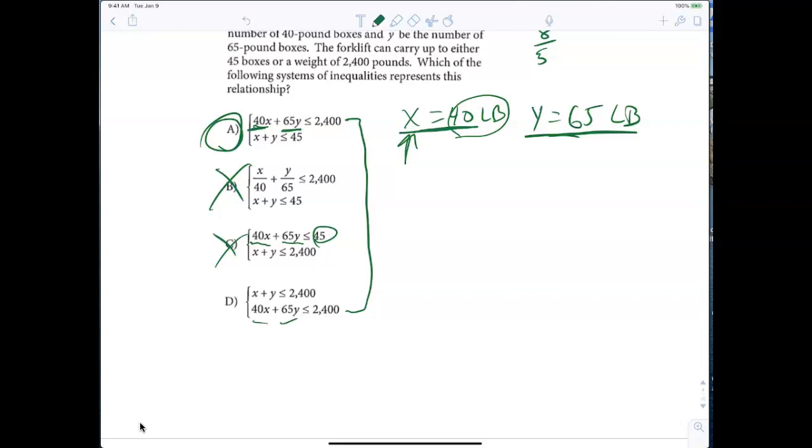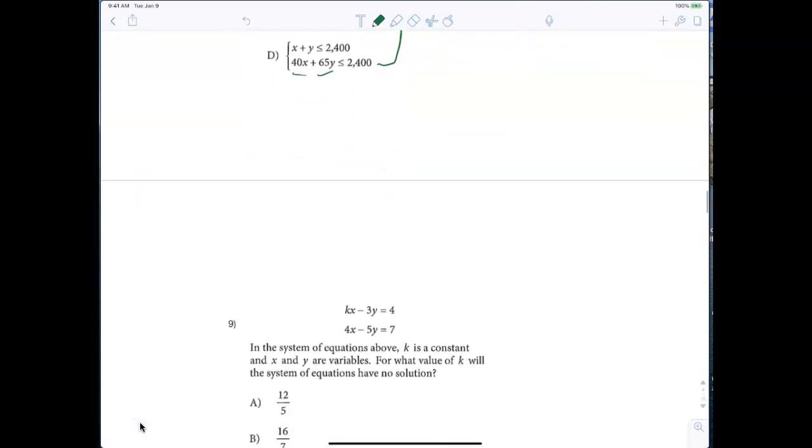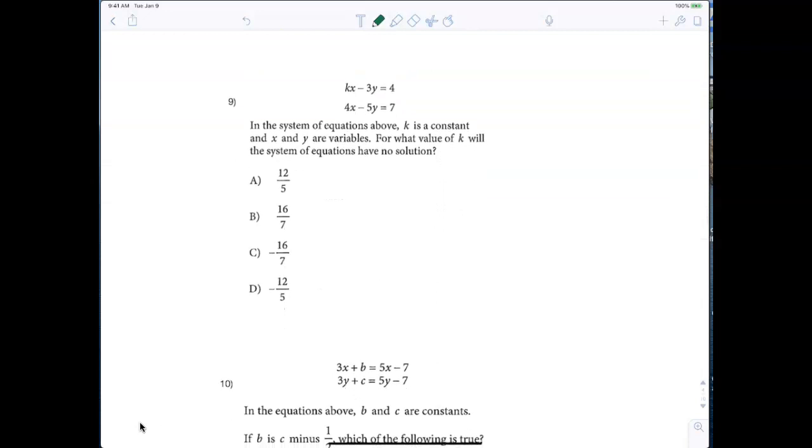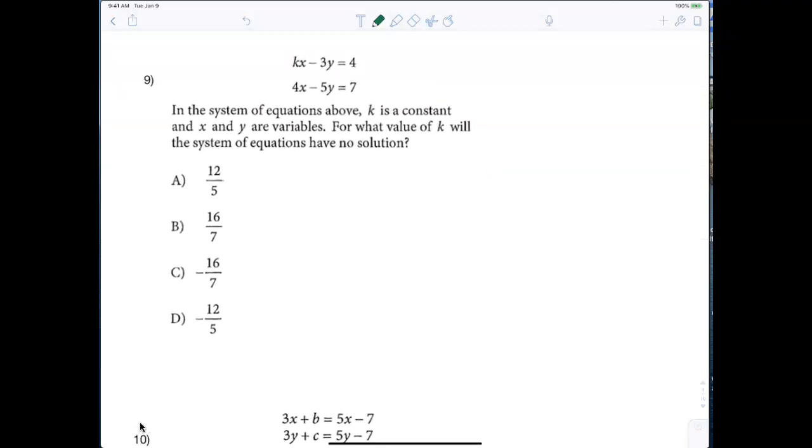Very easy. All right, here we go. Let's check out number 9. In the system of equations above, k is a constant, x and y are variables. For what value of k will the system have no solution? If they have no solution, what is true about the lines? They're parallel. Thank you. So write that down. Parallel. And if they are parallel, what's true about the slopes? They're the same. Same slope.